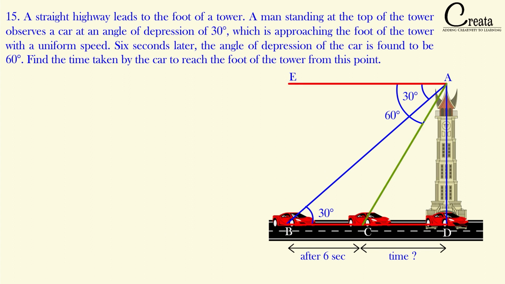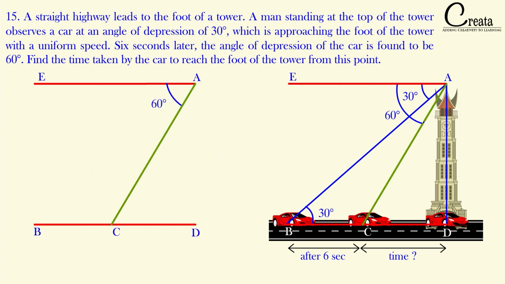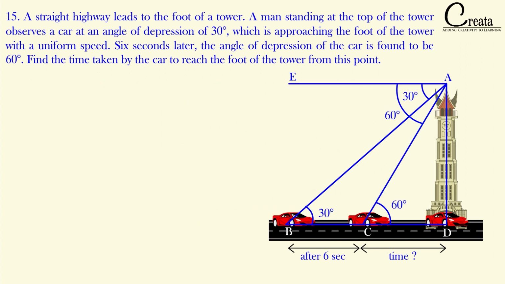Similarly, if we take AC as a transversal and again AE and BD as parallel lines, these two angles will be equal to each other as these angles are alternate interior angles. Got it? So we got this angle as also equal to 60 degree. So we have applied the concept of transversals and the parallel line.